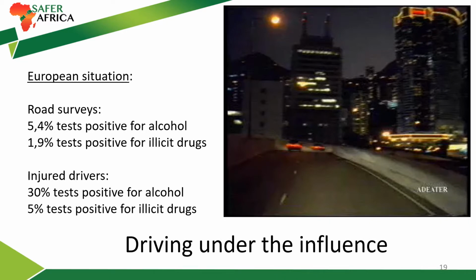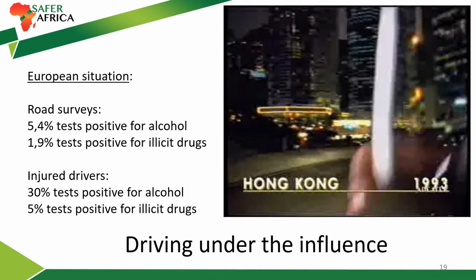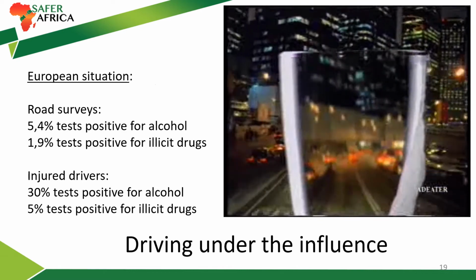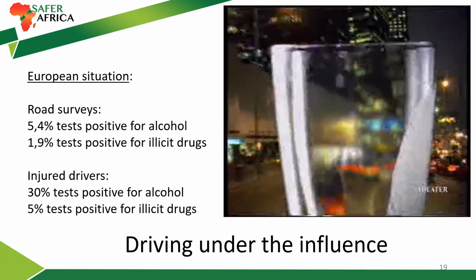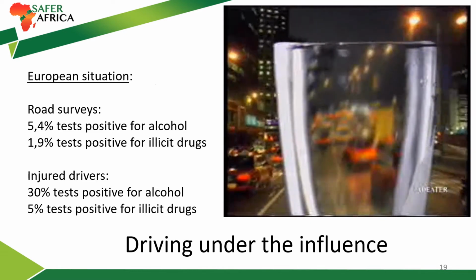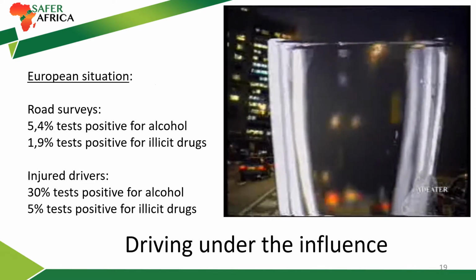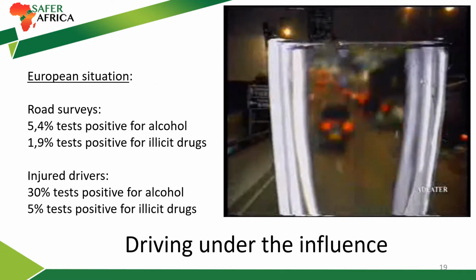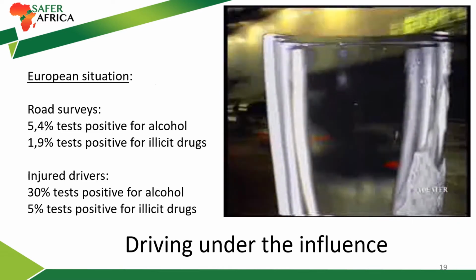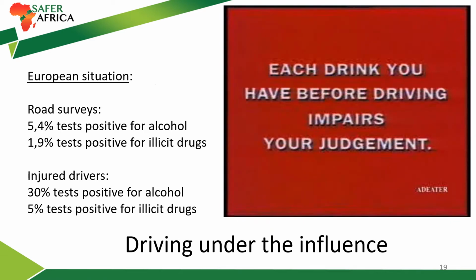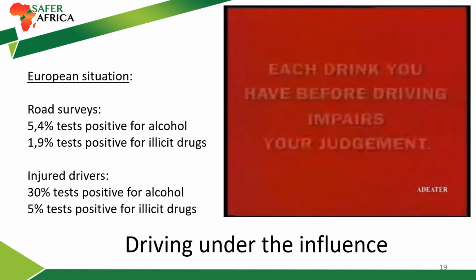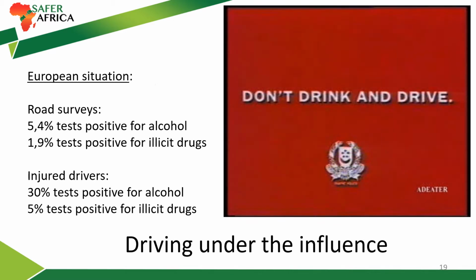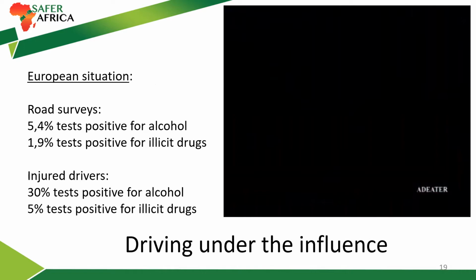Well, let's talk a little bit about alcohol and illicit drugs. In a European study, on a road survey, when we tested the people, we saw that 1 in 20 drivers tested positive for alcohol, and nearly 1 in 50 drivers tested positive for illicit drugs. But when we go to the hospitals and we see what injured drivers have come in as blood levels, we see that 30% of these injured drivers test positive for alcohol and 5% test positive for illicit drugs.